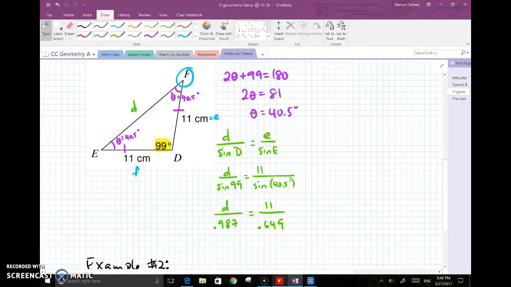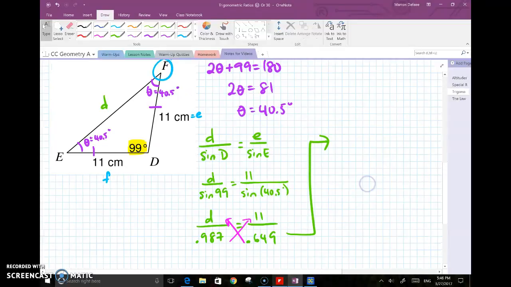In order to solve this, I have to cross multiply. So this multiplies here, this multiplies there, and what I get as a result of that, just bringing the work over here, what I get is the following. I get 0.649 d is equal to 11, actually, yeah, I'll set it up. So 11 times 0.987, okay? And so the value of d will be whatever my outcome is from here divided by 0.649.